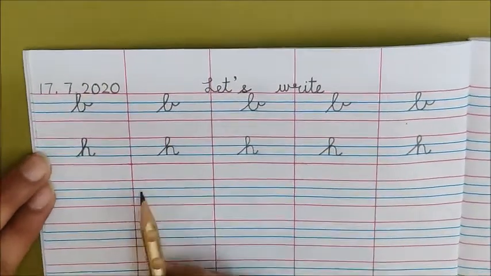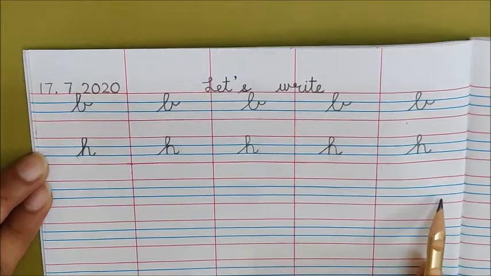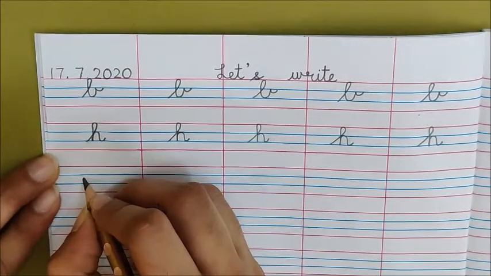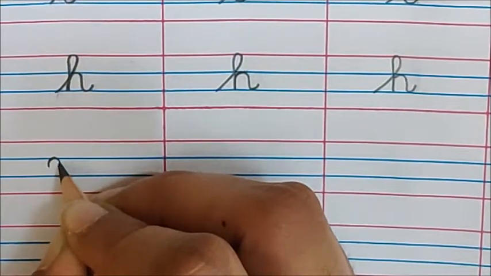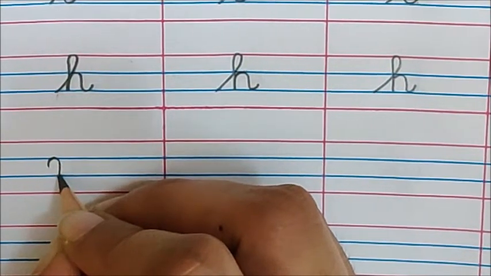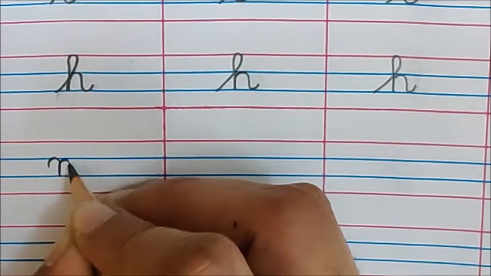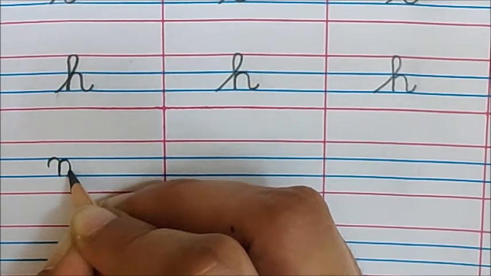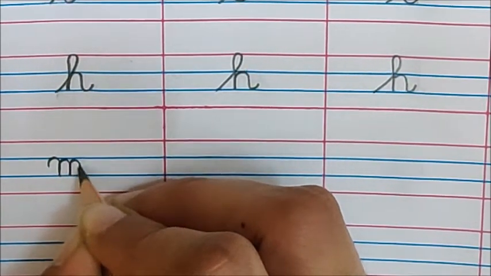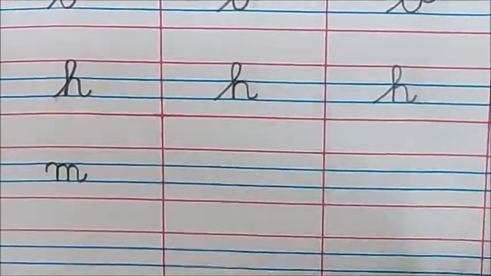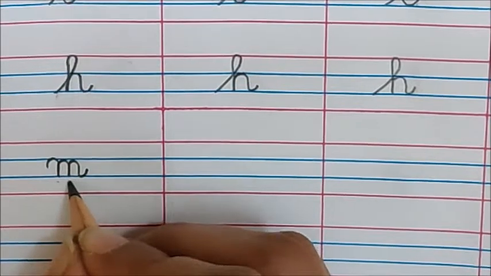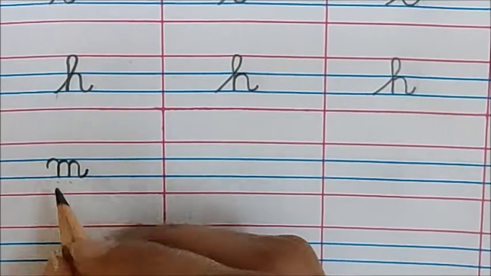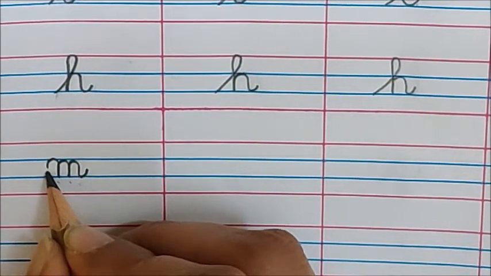In the next row, we will write letter M. So let us begin writing. Make a small hand. Go down. One leg. Go up. Two legs. Again, come back on the same line. Three legs and a small tail. See, M has got three legs. One, two, three. And it has a small hand.